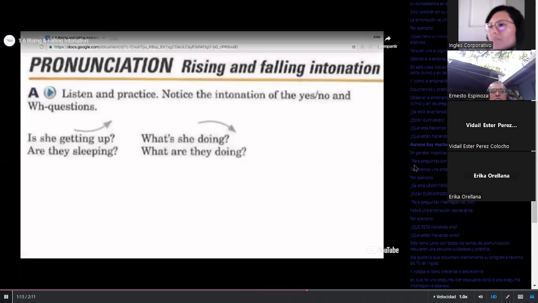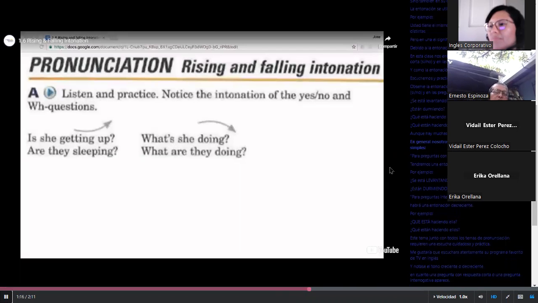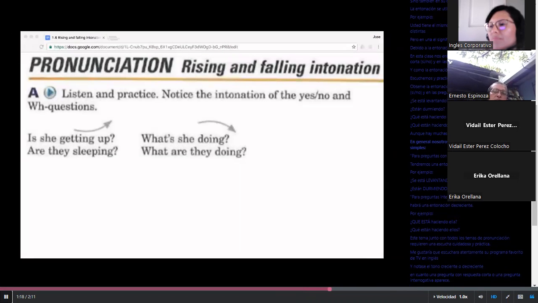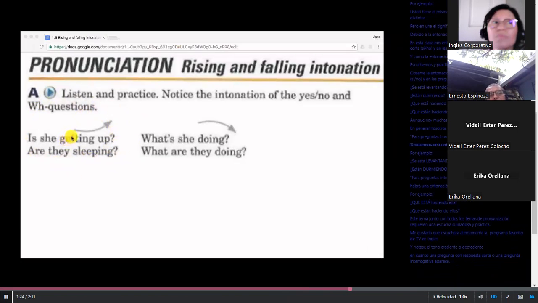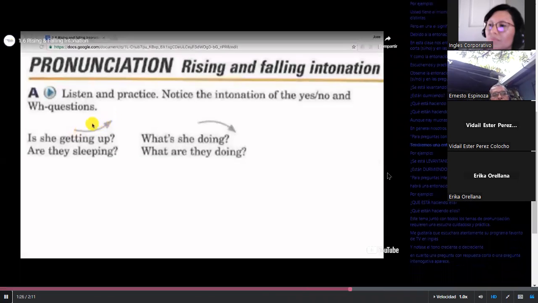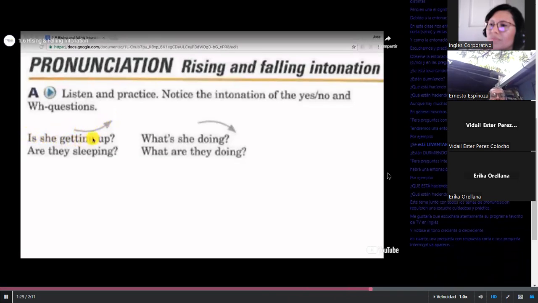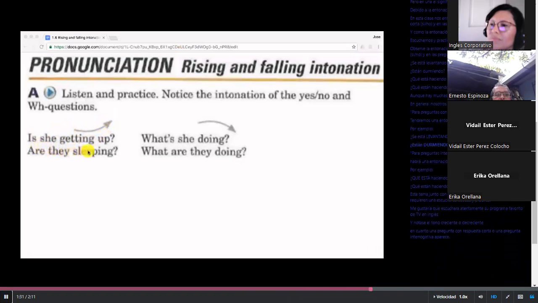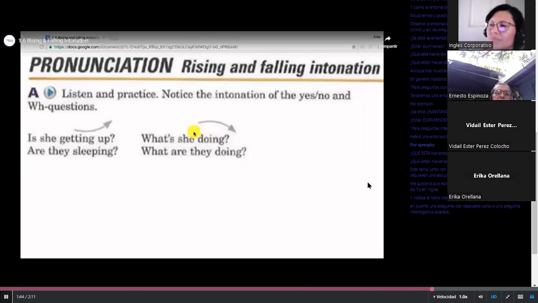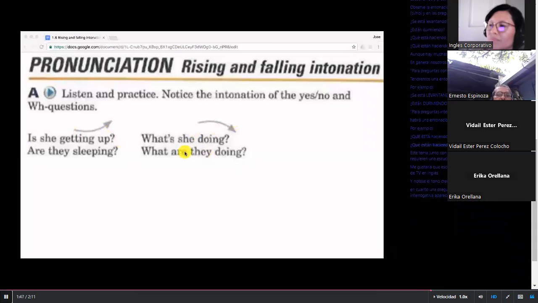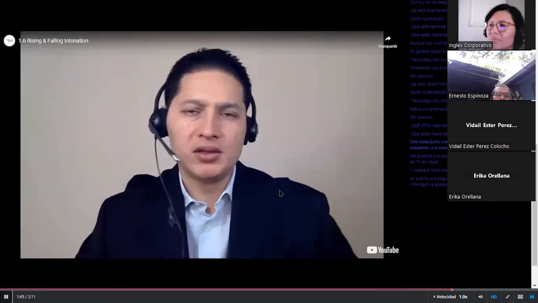Well, there are many exceptions and rules to follow. In general, we can follow these two simple rules. For yes or no questions, there will be a rising intonation. For example, is she getting up? Are they sleeping? For WH questions, there will be a falling intonation. For example, what's she doing? What are they doing?